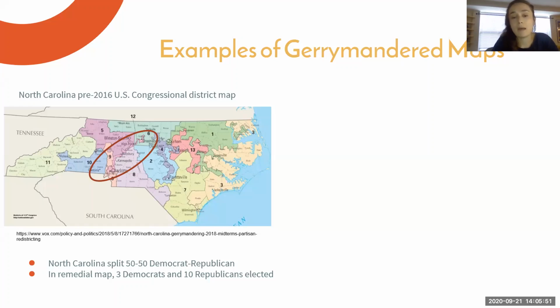In the map that North Carolina had to draw to remedy this map, or to fix this map after it was struck down, the Republican legislator who was leading the process famously said that he wanted to draw a map that would elect 10 Republicans and 3 Democrats, only because he didn't think it was possible to draw one that would be 11-2.